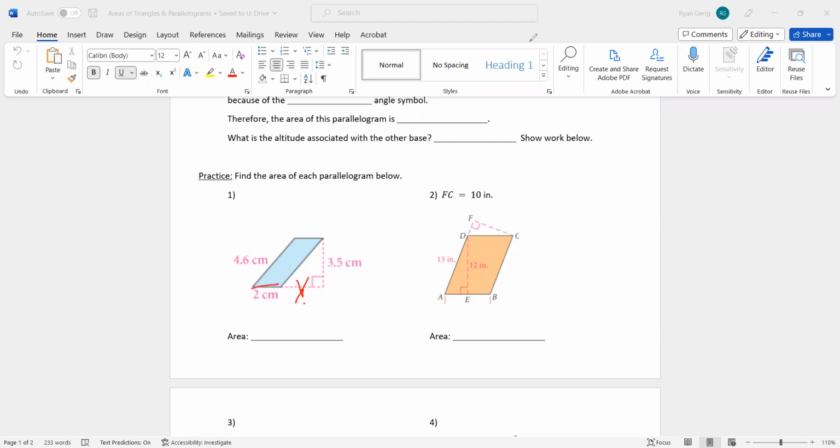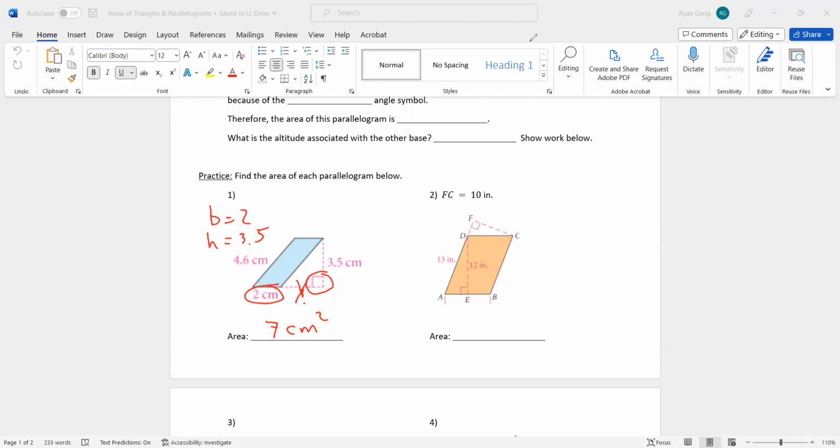The length of the base is either 2 or 4.6. Well, because of the right angle here, I know that the side that's perpendicular to that is the side I want to use. So that would be the 2. So my base here is 2. My height is the side that's perpendicular to it. Now, the side does not have to go through the middle of the parallelogram. It can be on the outside like this one here. From the top to the bottom of that parallelogram is 3.5 centimeters. So the area is just 2 times 3.5, which is 7. And always remember to put the label centimeters squared.